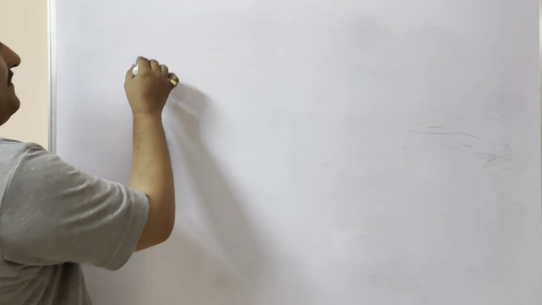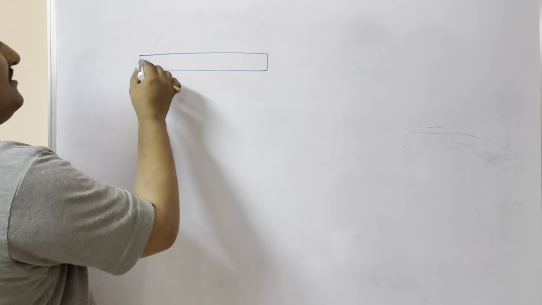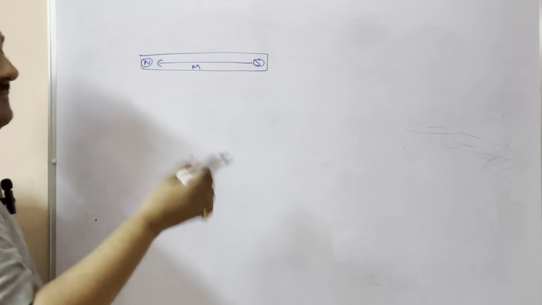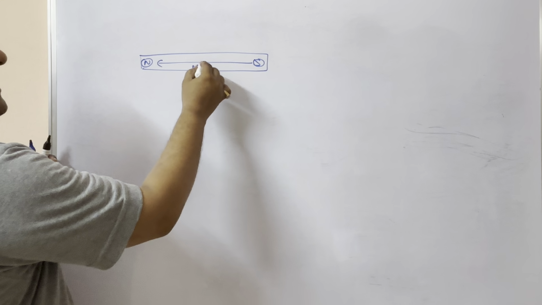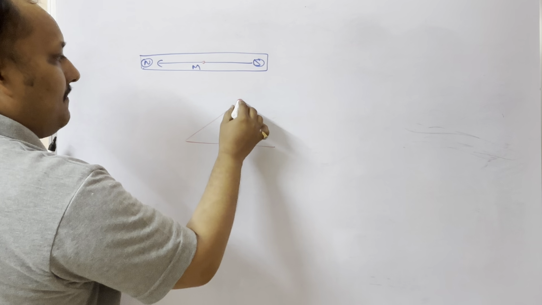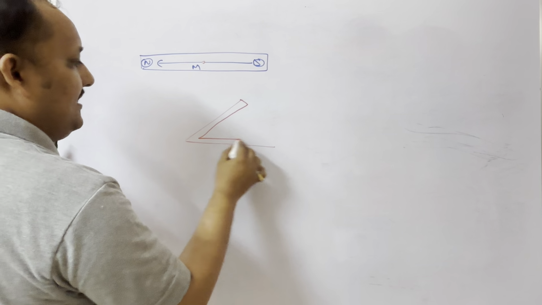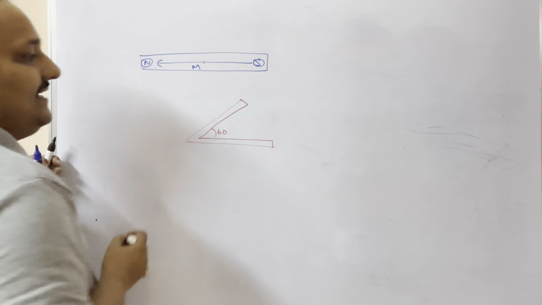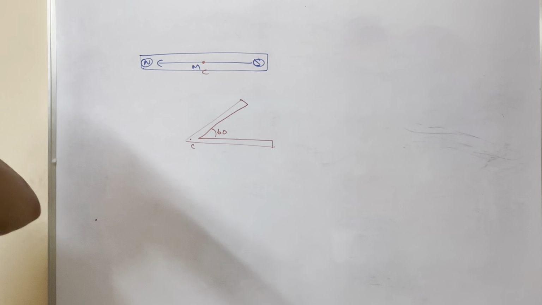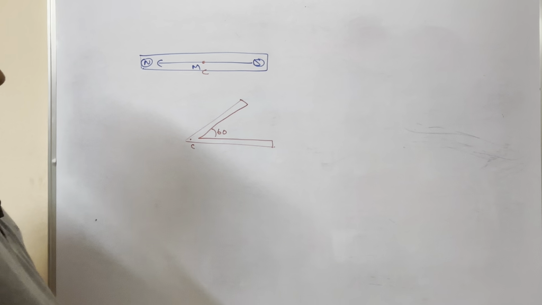And last year, in 2024, they asked this question. North, south. A magnet of magnetic moment M is bent at its center in such a way that it makes an angle of 60 degrees at the center. Then what is the resultant magnetic moment of this magnet?